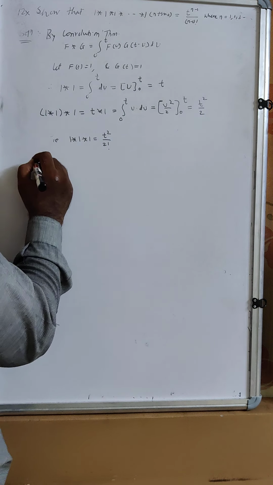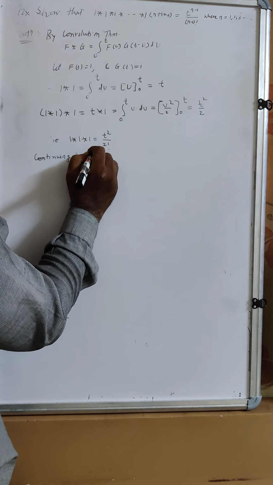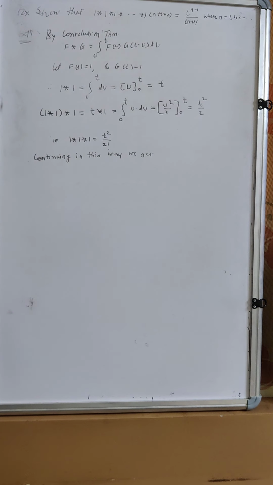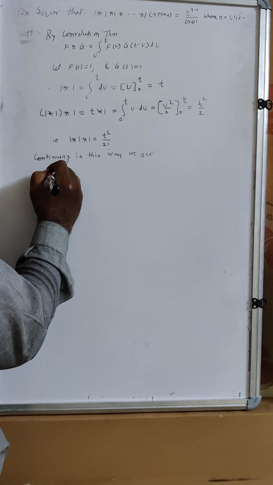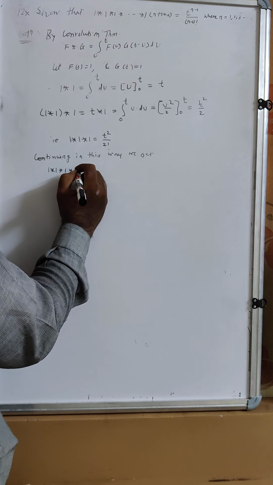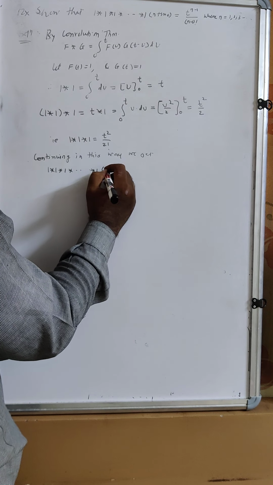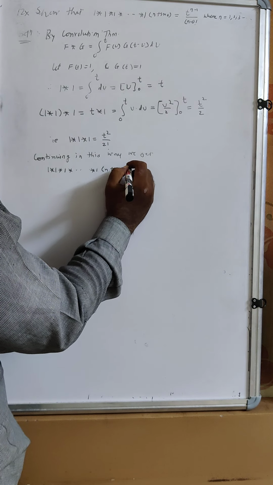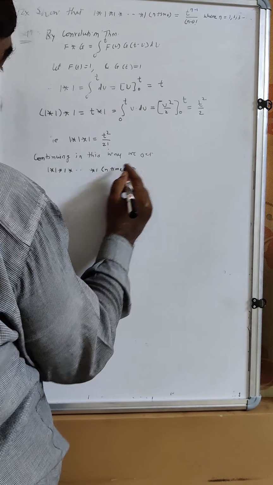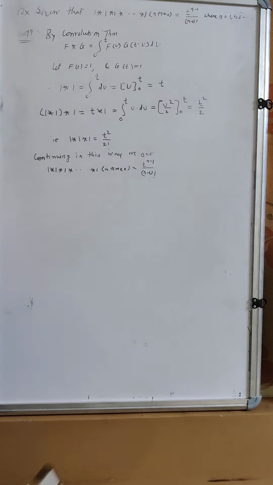Continuing in this way, we get 1 star 1 star 1 star ... star 1, n times. Therefore, here 1 star 3 times gives t square by 2 factorial. Here n times means t raised to n minus 1 upon (n minus 1) factorial. Okay, we stop here.